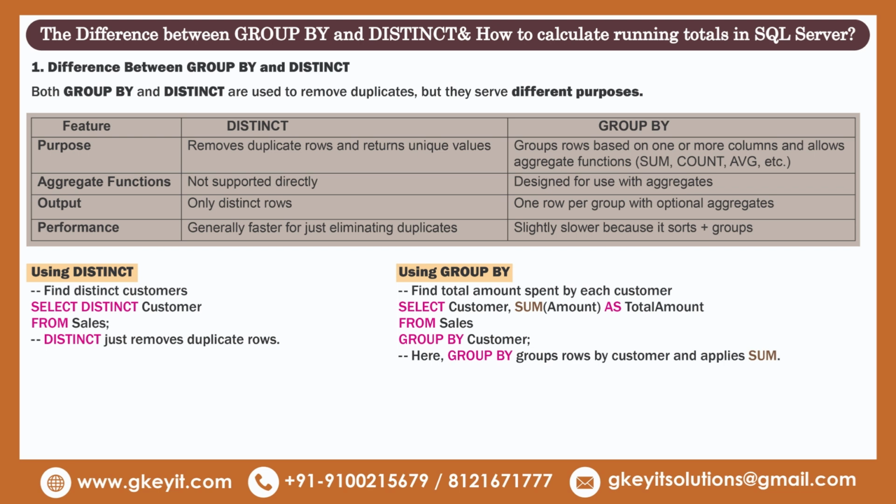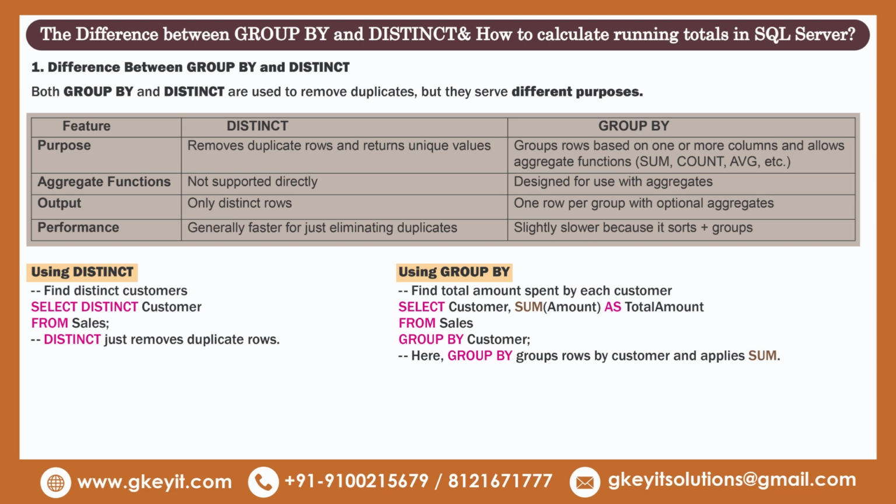First of all, we'll see the difference between group by and distinct. Both group by and distinct clauses are used to remove duplicates, but they serve different purposes. Coming to the features, the purpose of distinct is to remove duplicate rows and return unique values, whereas the purpose of group by is to group rows based on one or more columns and allow aggregate functions such as sum, count, average, etc.